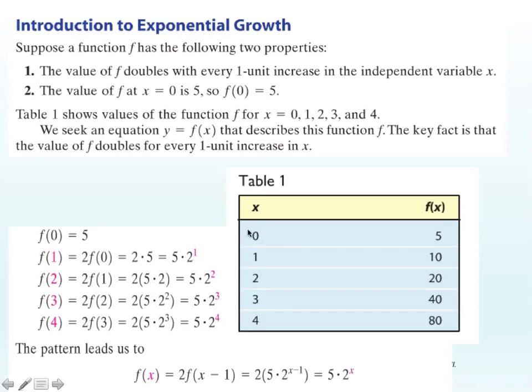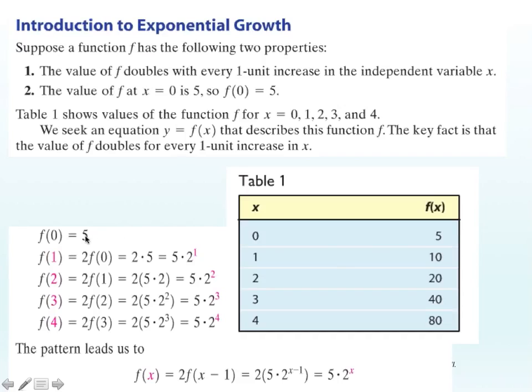So if we look at this table of values, we're going to have values of 0, 1, 2, 3, and 4 for x, and we know that it's going to start at 5, and then every 1 unit increase, it's going to double. So we're going to go from 5 to 10 to 20 to 40 to 80, because each time it's actually doubling. So what we actually want to find is an equation.